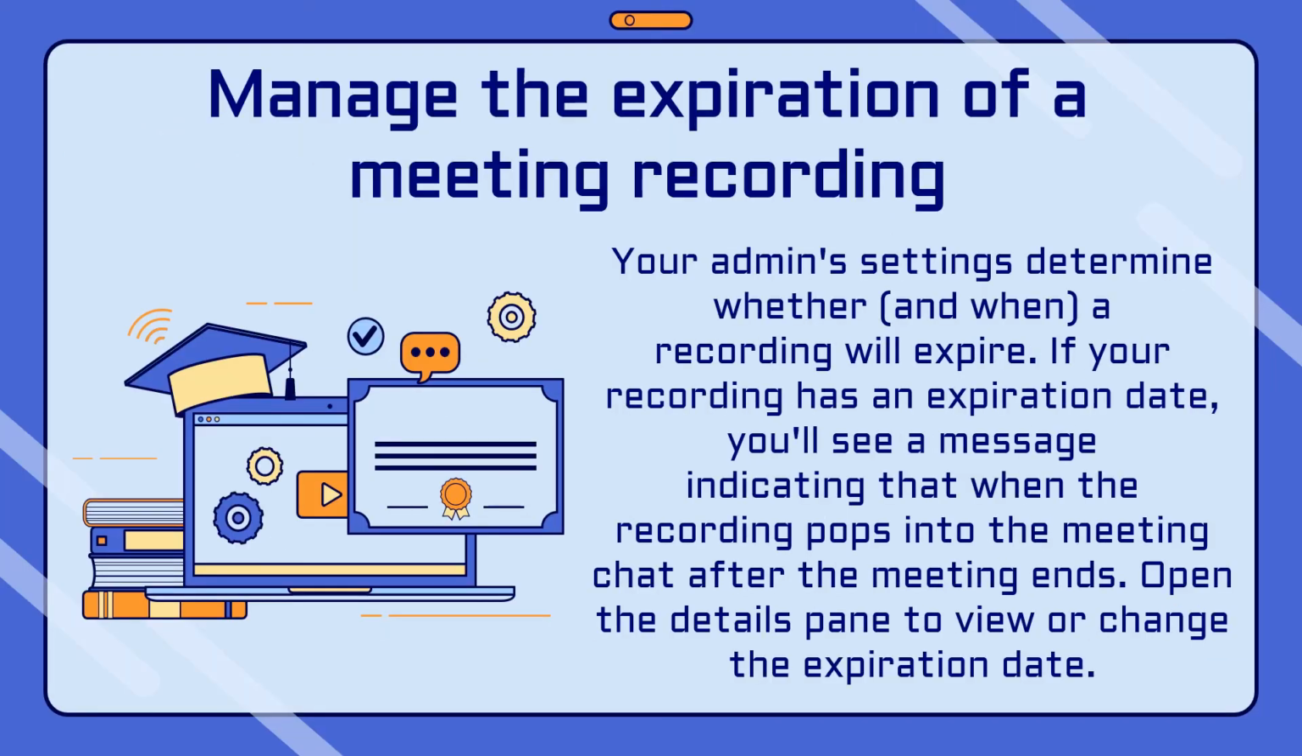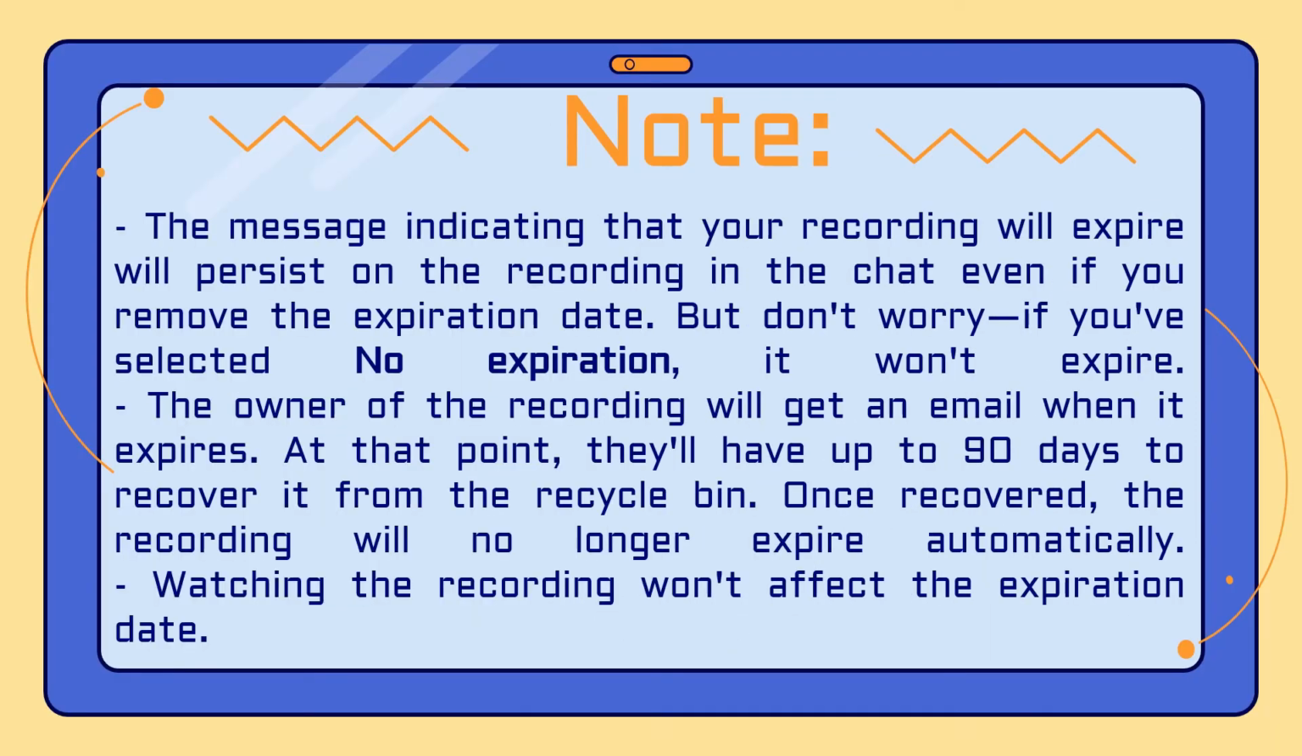Let's see how we are going to manage the expiration date of the meeting recording. So it says here that your admin's setting determines whether and when a recording will expire. If your recording has an expiration date, you'll see a message indicating that when the recording pops into the meeting chat after the meeting ends. Open the details pane to view or change your expiration date. Take note, the message indicating that your recording will expire will persist on the recording in the chat even if you remove the expiration date.